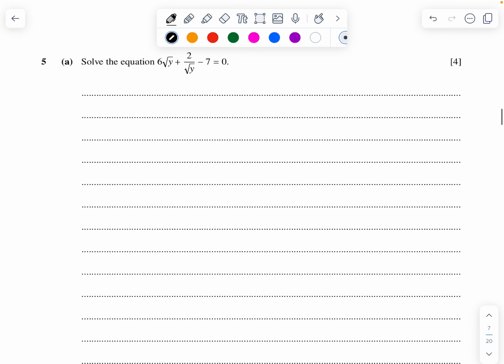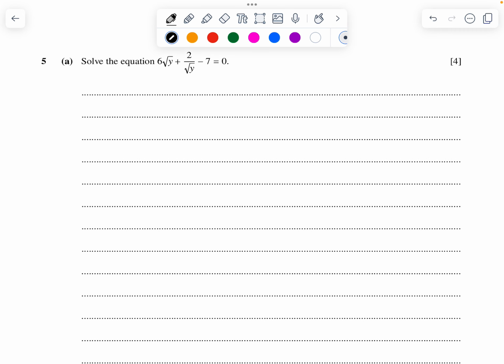Question number 5. Solve the equation, this one. So what am I going to do? Let root y equal x. So y equals, or else I can keep it like that only. So take the common denominator. Common denominator is root y. 6y plus 2 minus 7 root y equals 0. So I get 6y minus 7 root y plus 2 equals 0.